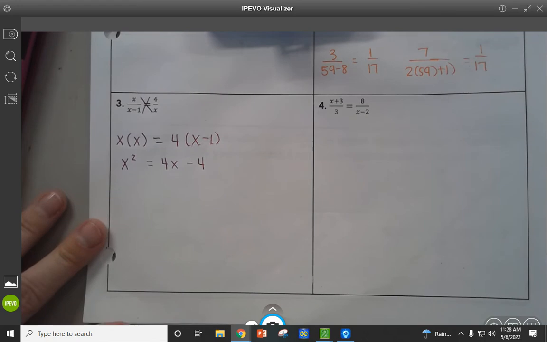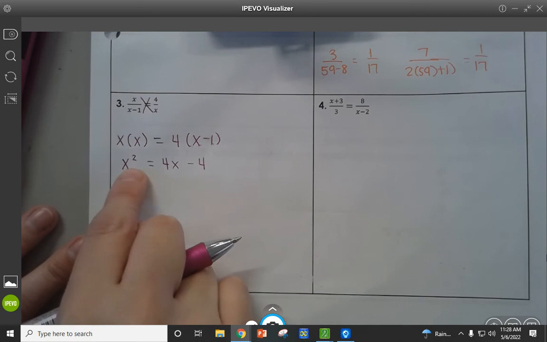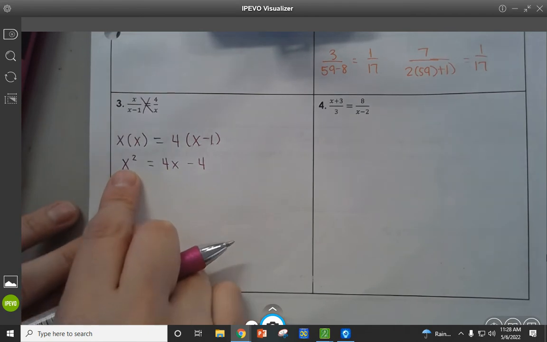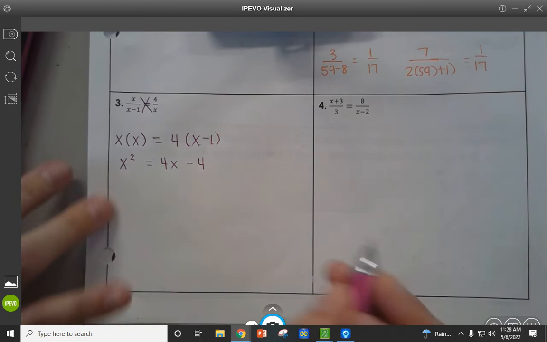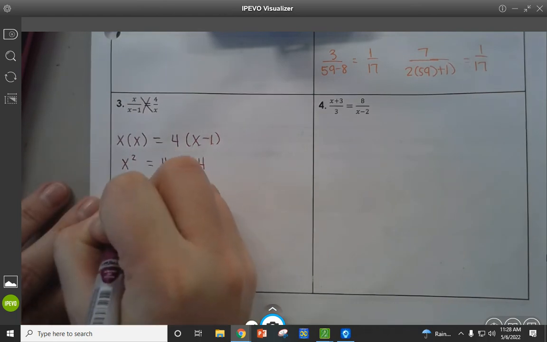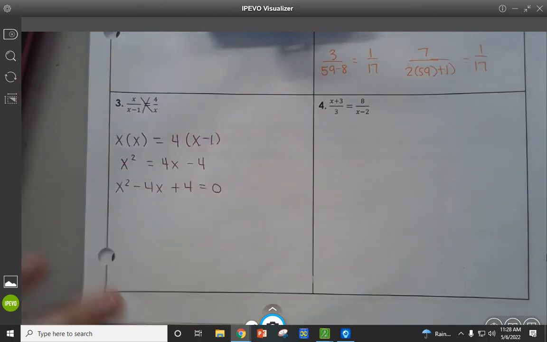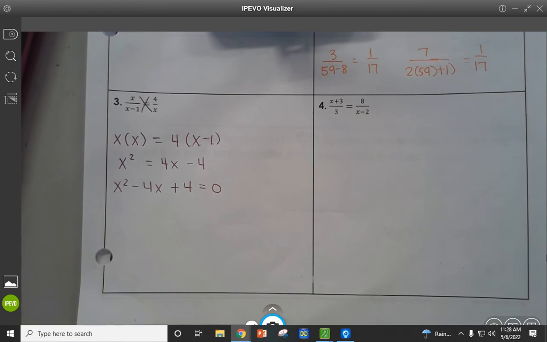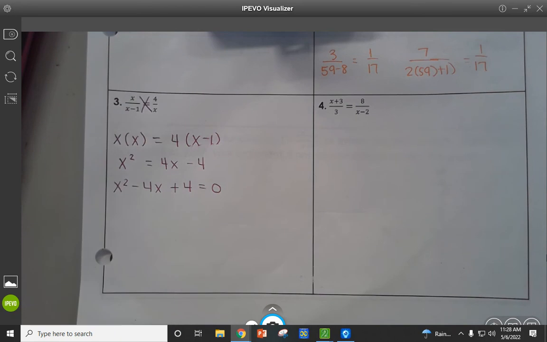Then we have to get everything to the side of x squared, because when we have an x squared, the only way we can solve that is by factoring. So this would be x squared minus 4x plus 4 equals 0. You want to move everything to the side with the x squared so that you don't have a negative x squared.